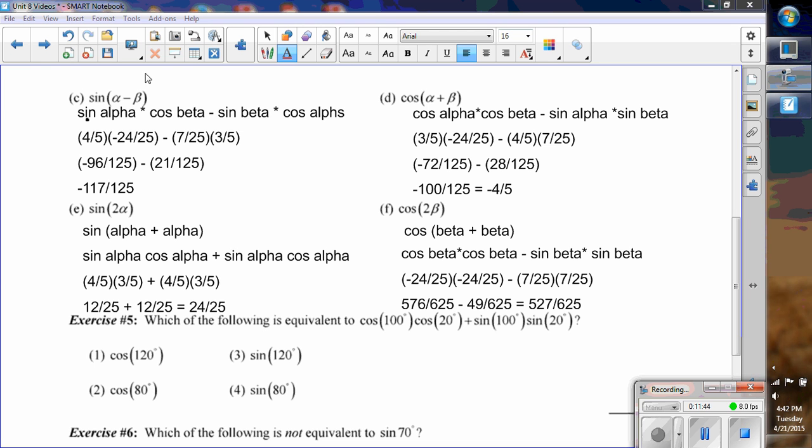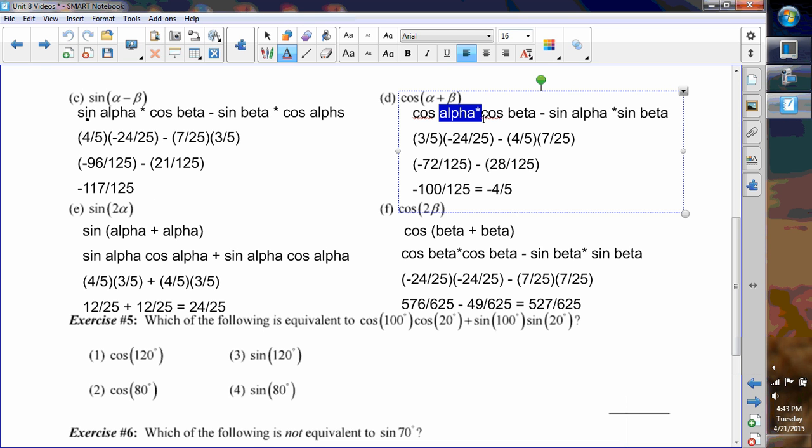Okay, to run these through, sine of alpha minus beta uses the formula sine alpha times cosine beta minus sine beta cosine alpha. Oop, typo, that's okay. So sine of alpha is 4/5. Cosine of beta is negative 24/25. Sine of beta is 7/25. Cosine alpha is 3/5. You do the multiplication, then you subtract, you get negative 117 over 125.